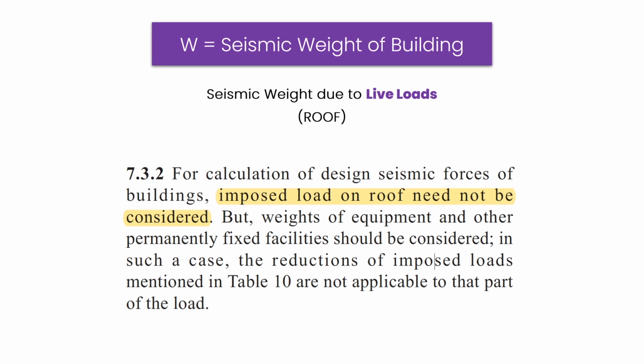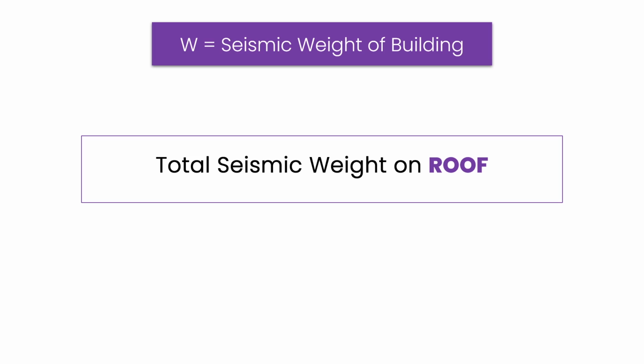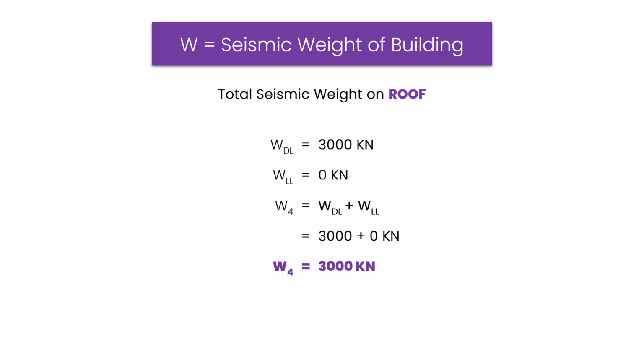So all in all, the contribution of live loads on the roof becomes 0. So when we are trying to calculate it, the component of live load becomes 0, and the live load comes out to be 0 itself. Let's calculate the total seismic weight on the roof. We found that the total dead load was 3000, and the live load contribution on the roof is 0. So all in all, we get the value of 3000 kilonewton for the seismic weight on the roof.